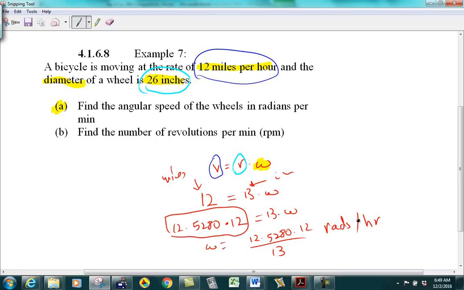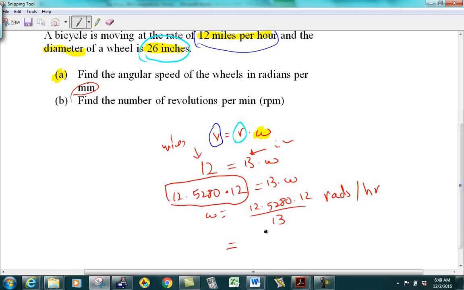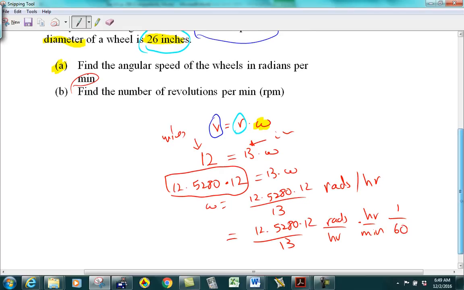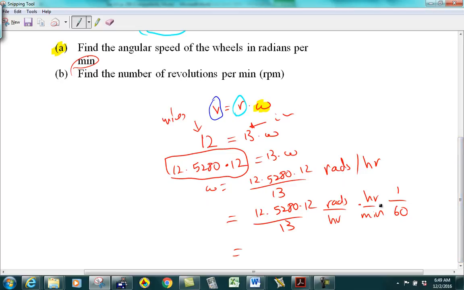So I don't want per hour here, I want it per minute. So what I need to do is take this, and let me see if I can teach you the chemistry way of doing this. Over 13, you've got radians per hour, and you want minutes, so you're going to go hours over minutes. So 1 hour is equal to 60 minutes, so you're going to divide by 60. And so your final answer is going to be equal to whatever this works out to be, radians per minute.